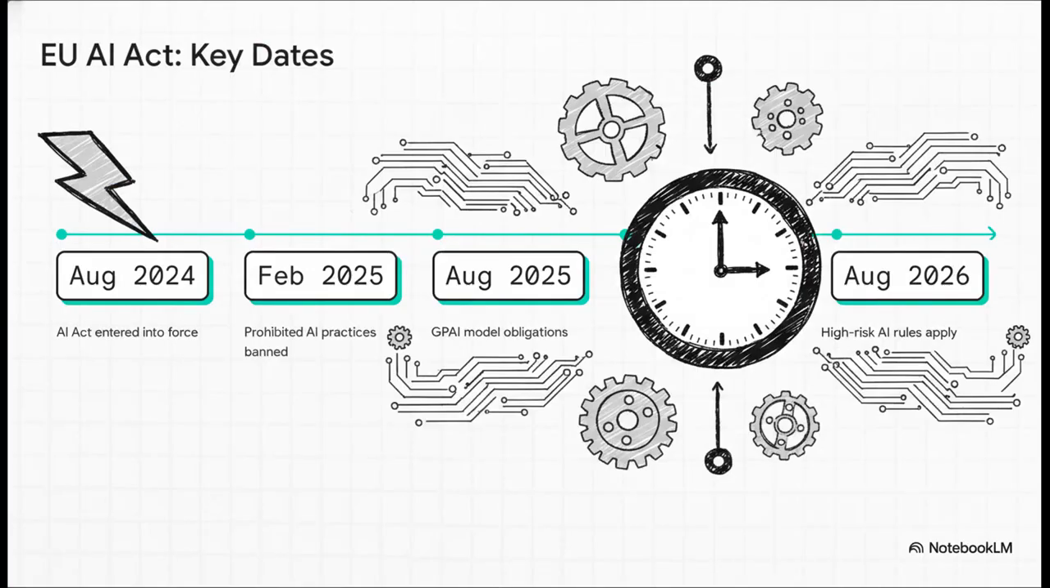So, why are we talking about this now? Well, as you can see, this isn't some far-off thing. The act is already entering into force. The first big deadline is early 2025. But the date you really need to circle in red on your calendar is August 2026. That's when the really tough rules for high-risk AI systems kick in. And trust me, you do not want to be caught scrambling then.